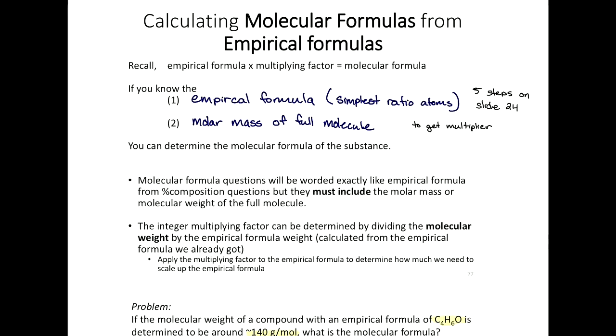Benzene is C6H6, but if we did percent composition, we would only be able to get CH, that empirical formula. To figure out that the compound I'm working with is C6H6, I need to get the multiplier by comparing the mass of the full molecule to the mass of the empirical formula. I think it's better if we just do an example.